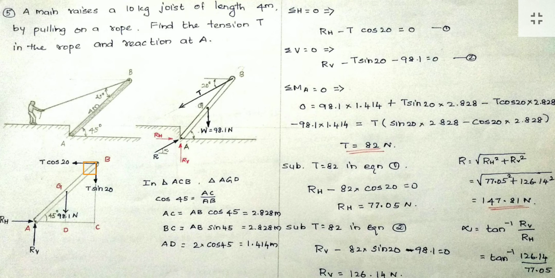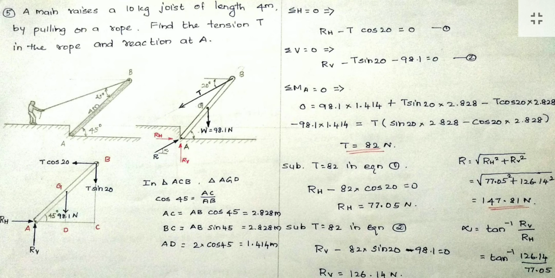So here all the forces will create moment, but this RH and RV will not create moment at all, because we are going to find the moment at A. So we are going to hinge at the point A. Therefore there is no moment by the RH and RV. And first we find the moment due to the force 98.1 Newton.